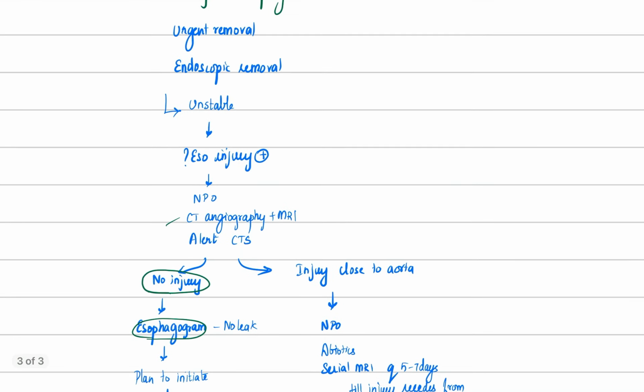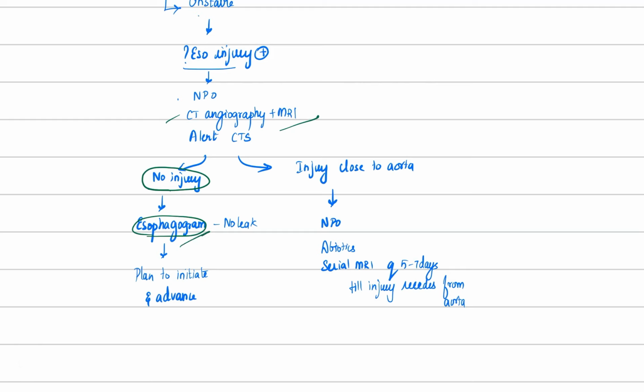So esophagus, urgent removal, endoscopic removal. If patient is unstable, you will look for esophageal injury through endoscopy. If there is injury present, you will keep the patient NPO because you do not know the extent. Whether it is just serosa, whether it is mucosa, whether it has perforated, whether it has gone to aorta, you do not know. Correct? So that is why you check for the most serious first by a CT angio and MRI. If that is not there, you will look for the next serious with an esophagogram.